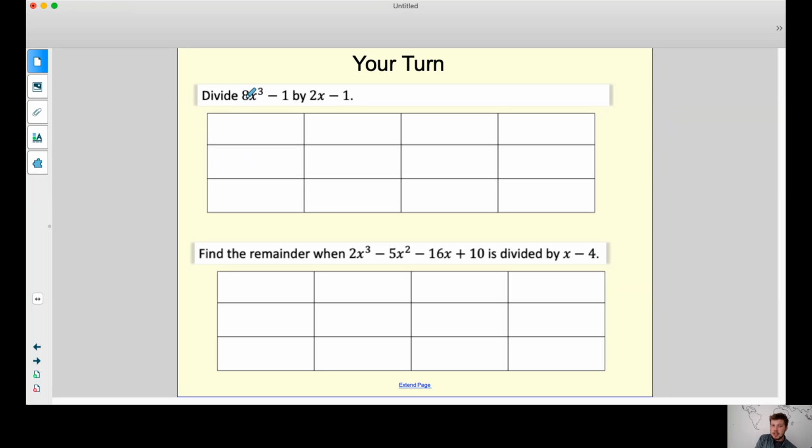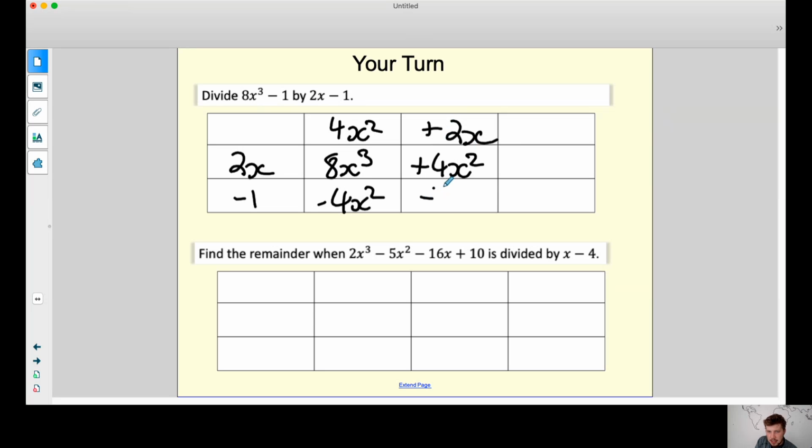So for the first question, 8x cubed, dividing by 2x minus 1. So 2x to here is going to be 4x squared, so this must be minus 4x squared. There is no x squared term, so I know that this must be plus 4x squared, so this is going to be plus 2x and minus 2x. And again, there's no x term, so this must be plus 2x. So therefore, this must be a 1, and this must be negative 1. And again, I know I'm correct because this is negative 1, and my constant is negative 1.